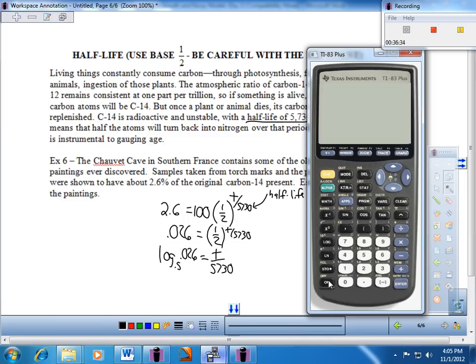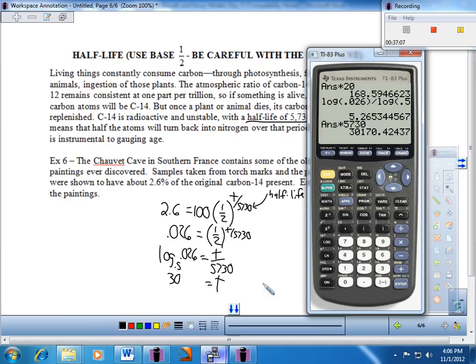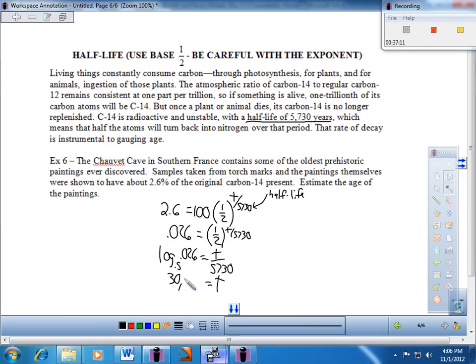I'm going to do my change of base formula on that as I have my 83 up here. So log 0.026, again, log of the input divided by log of the base, and I get that piece right there. And let's multiply by that 5730. And there we go. My understanding is that these paintings have been dated anywhere in between 30 and 32,000 years. I'm sorry, I lost that number. Let's get that back. But according to this model, about 30,170 years. Wonderful.